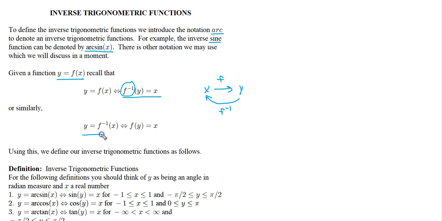Now this is saying the same thing down here, but we just replace the x with the y and the y with an x. So if y equals f inverse of x, so if this is f inverse of x equals y, then the original function f would go back in this direction. So this is saying the same as this, just with the x's and y's flipped. Now let's use this to develop the definition for our inverse trig functions.